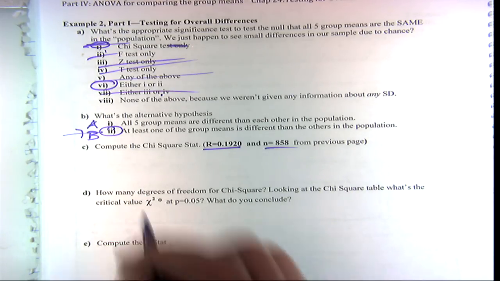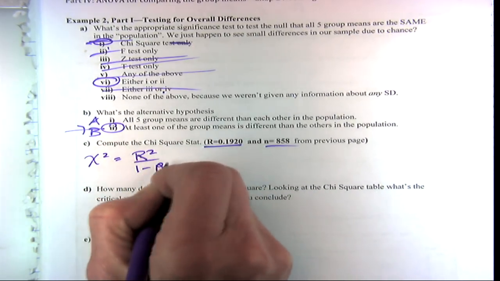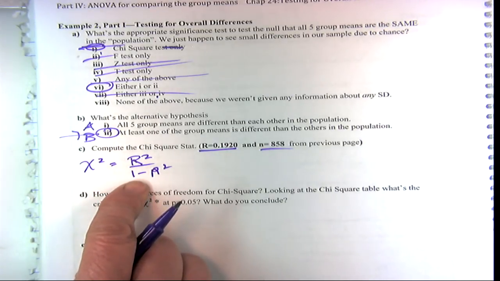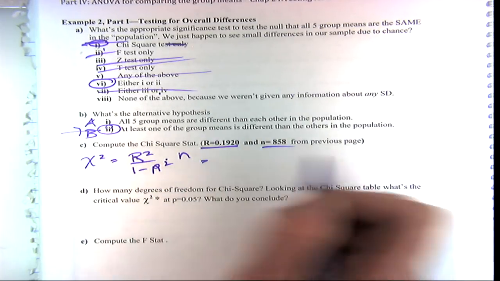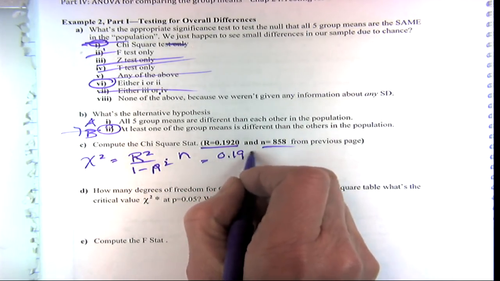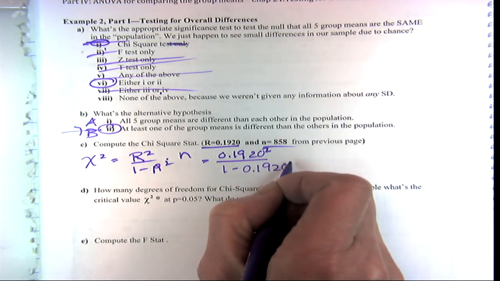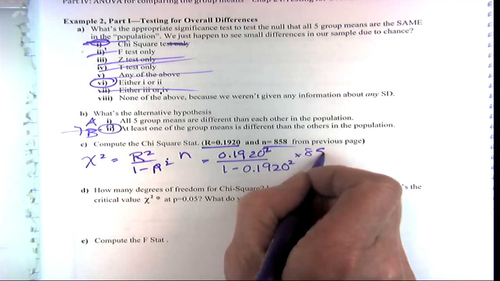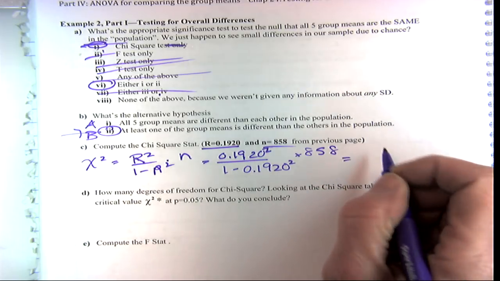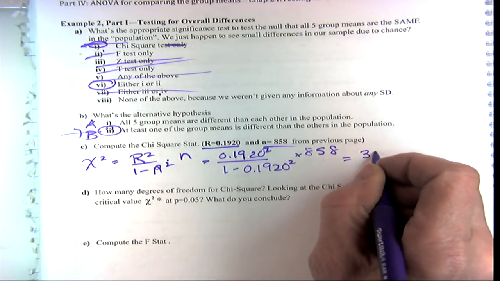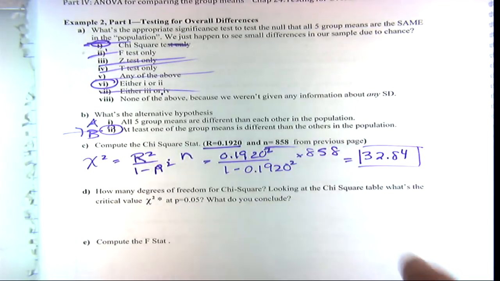Okay? So, chi-squared, if I were you, I'd just say, okay, r squared over 1 minus r squared. If you don't know that, okay, that you know, right? And then, what are you going to multiply by? N. That's it. That's easy. So then you can figure it out. 1920 squared over 1 minus 1920 squared, and then times 858. And see how this big number is going to make a big chi-squared here? Let's just see. 32.84. That's a big chi-squared.